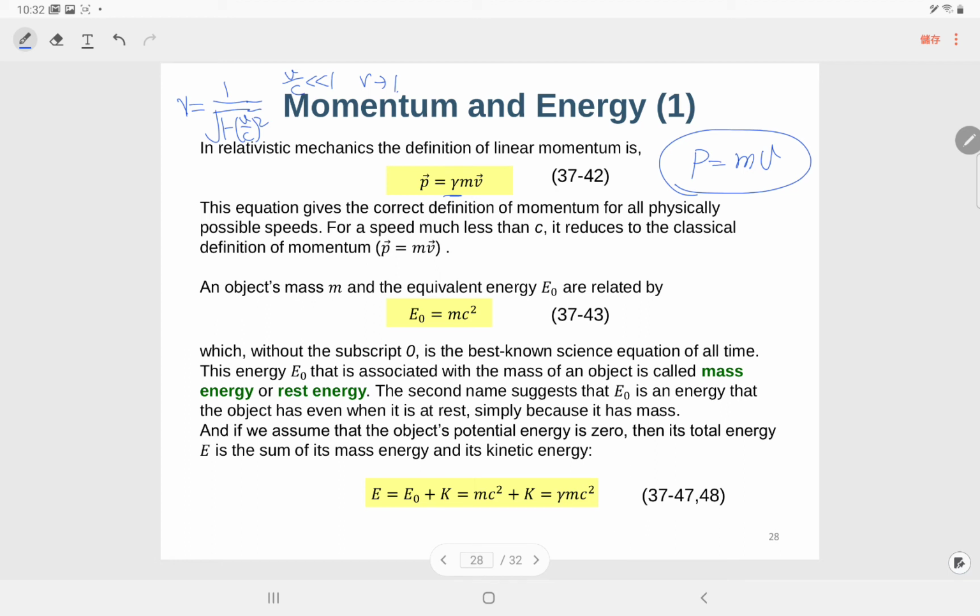For a speed much less than c, it reduces to the classical momentum. For an object of mass m, the mass and the equivalent energy are related by E0 equals mc squared. Maybe when you were a primary student, you already knew this, but you didn't know what it really means. The equation without the subscript 0 is the best known science equation of all time. This energy E0 that is associated with the mass of an object is called the mass energy or rest energy.